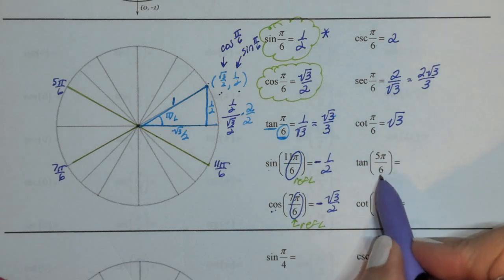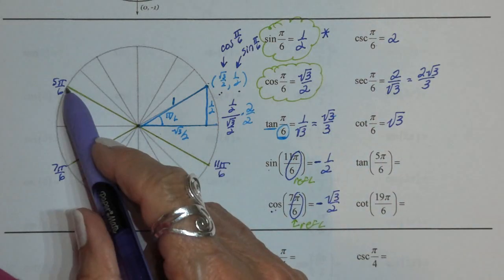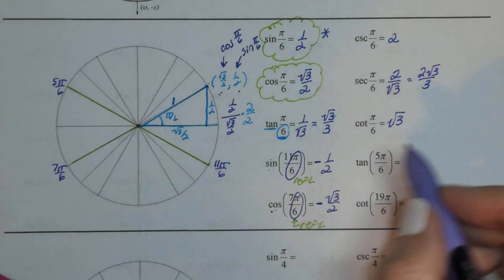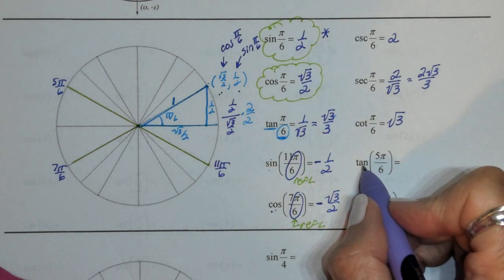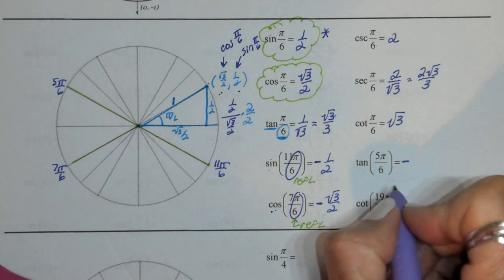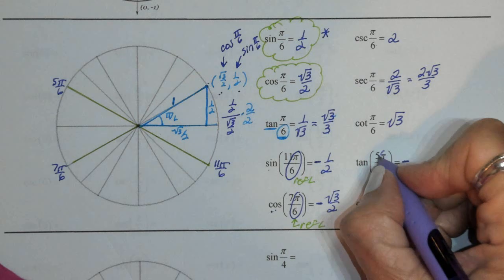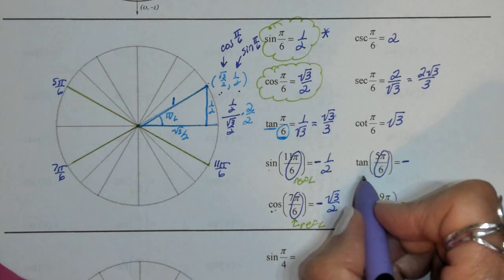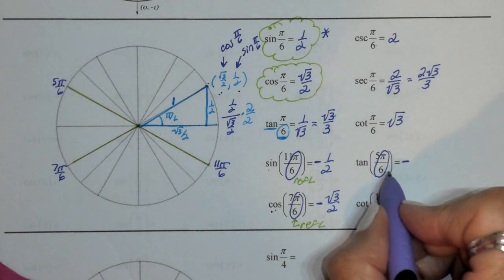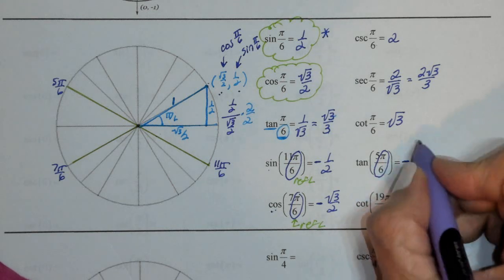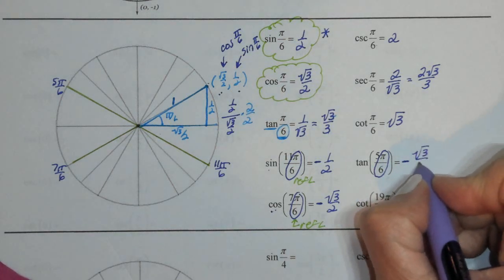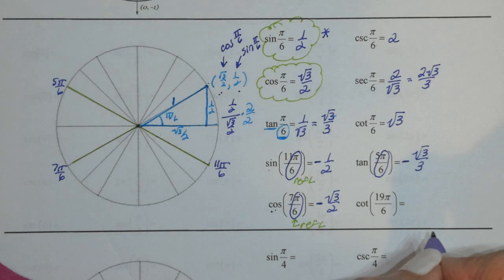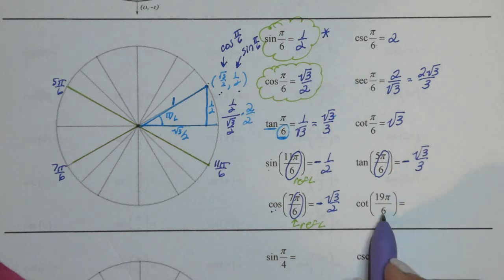Tangent of 5 pi over 6. Well, 5 pi over 6 is in quadrant 2. In quadrant 2, tangent is negative. And then we have the reference angle of pi over 6. Tangent of pi over 6. 6 has 2 3's, so this has 2 3's. That's how I remember that.